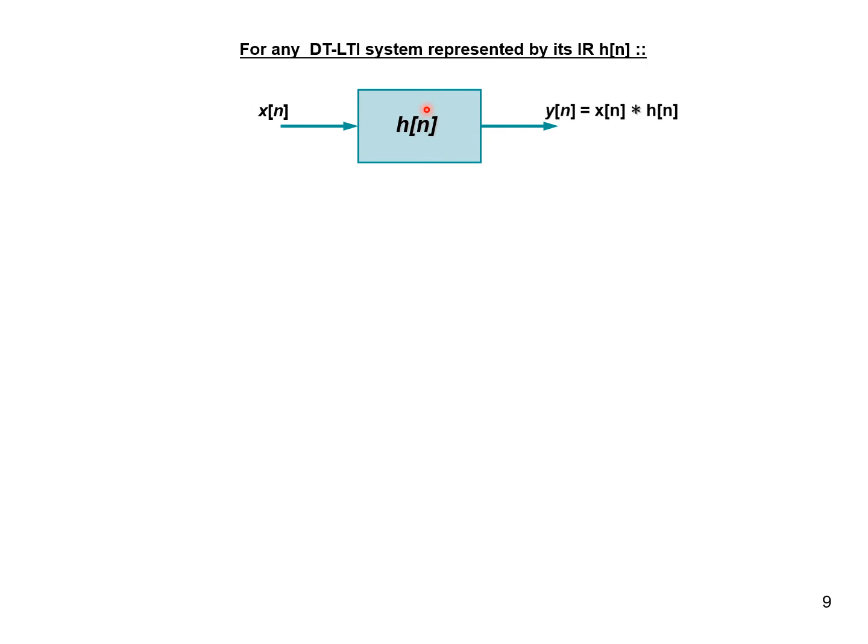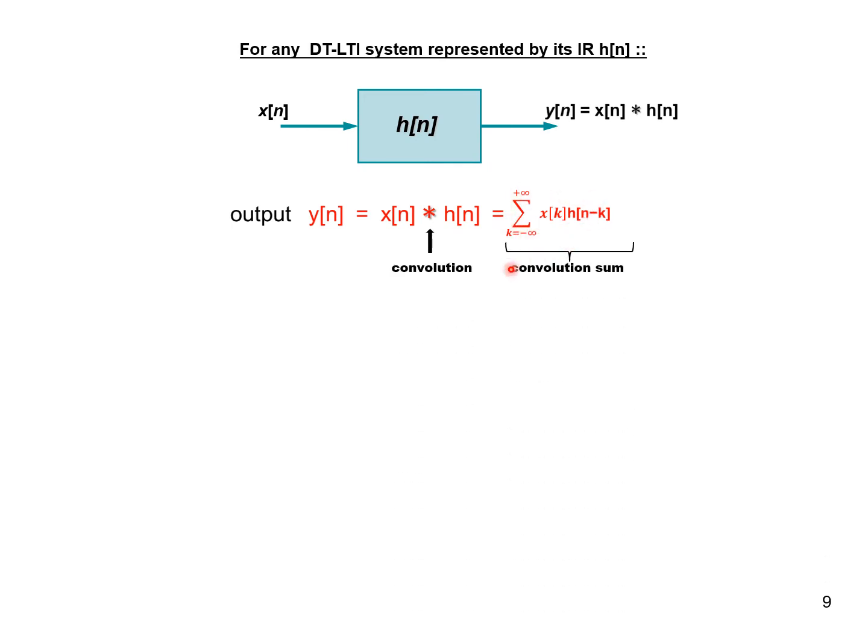Once you know h of n, for any x of n, if you want to find y of n, how do you get y of n from x of n if you know h of n? Simply use convolution. You convolve this h of n with the x of n. What is convolution? That's what you are going to see in the next formula. See, output y of n is x of n convolution h of n. This is the formula of convolution. So this is the convolution operation. This is the convolution sum formula to use to have this operation done.